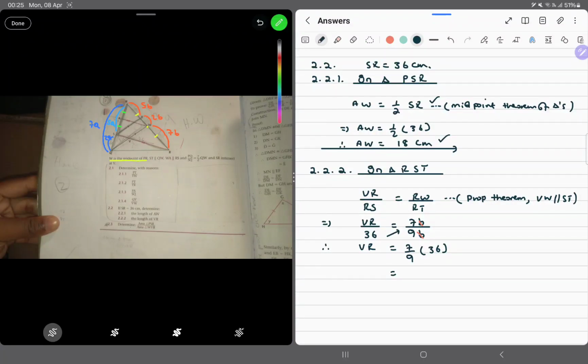What is that? 9 into 36 goes 4 times. 4 times 7 gives us 28. Remember, this is centimeters. So VR is 28 centimeters.